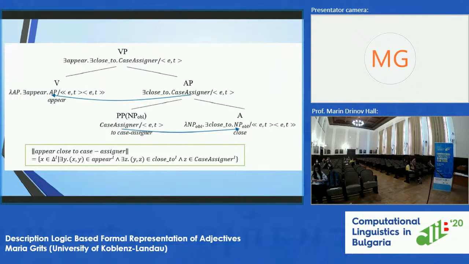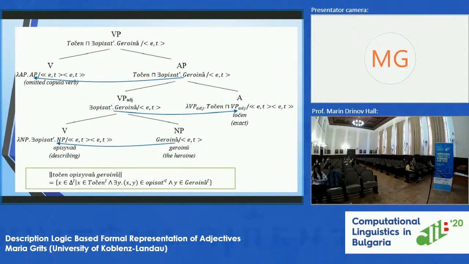The adjective introduces a function which applies the noun phrase case designer as an argument. The argument imposes an existential restriction on the role nominated by the adjective clause. It is necessary to emphasize that the noun phrase is introduced within a prepositional phrase, and the head of this prepositional phrase, the preposition to, undergoes concatenation with the adjective in the process of formalization. And that's why we actually have this nomination close to instead of just close.